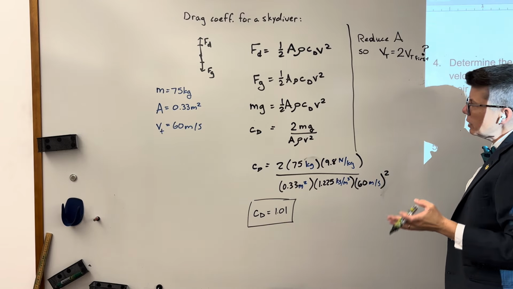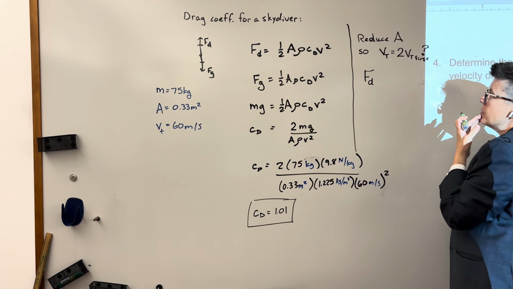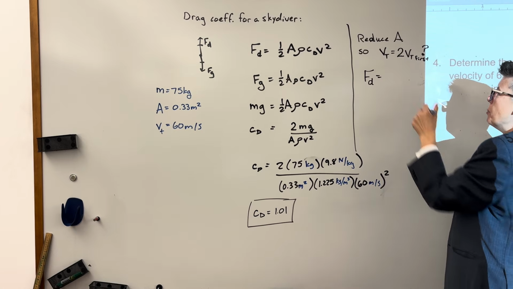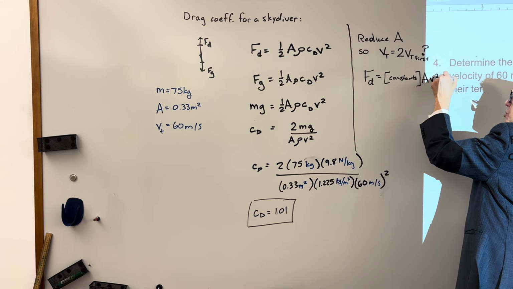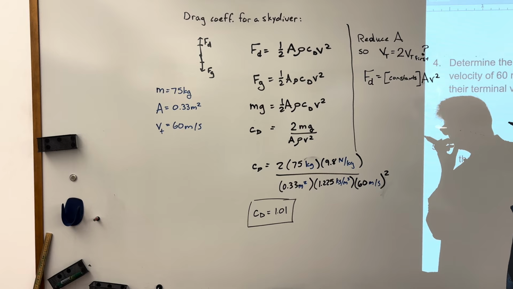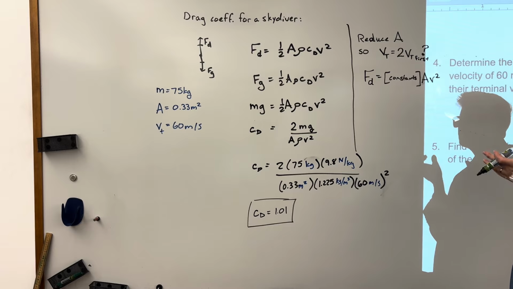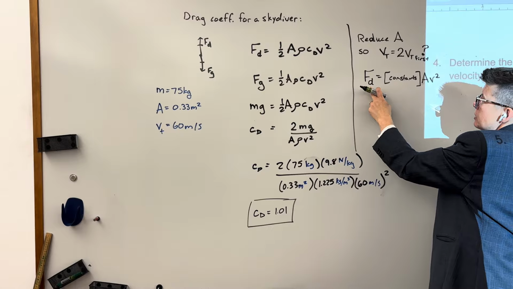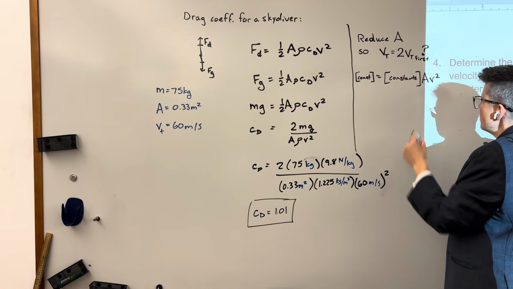I think what I want to do is go back to the drag equation and realize that drag is proportional to a bunch of other stuff times area and velocity squared. So let's see here. At terminal velocity, drag is equal to the weight of the object, so drag is also a constant. So I can do this.